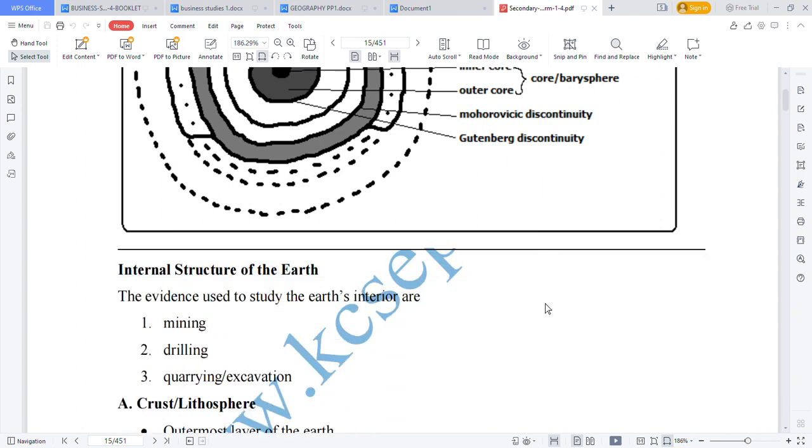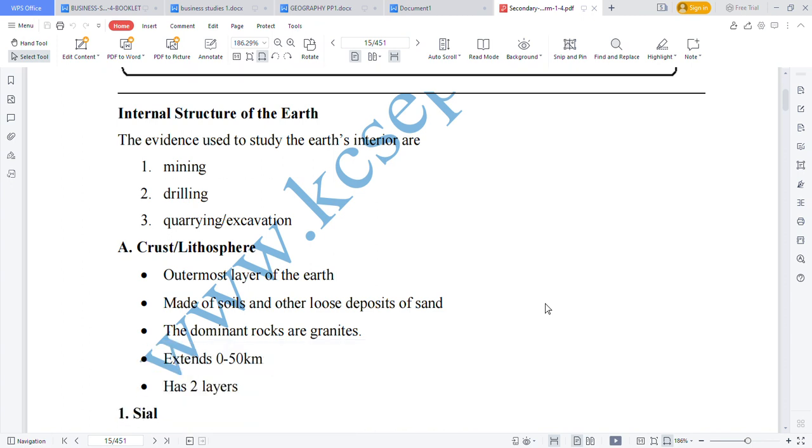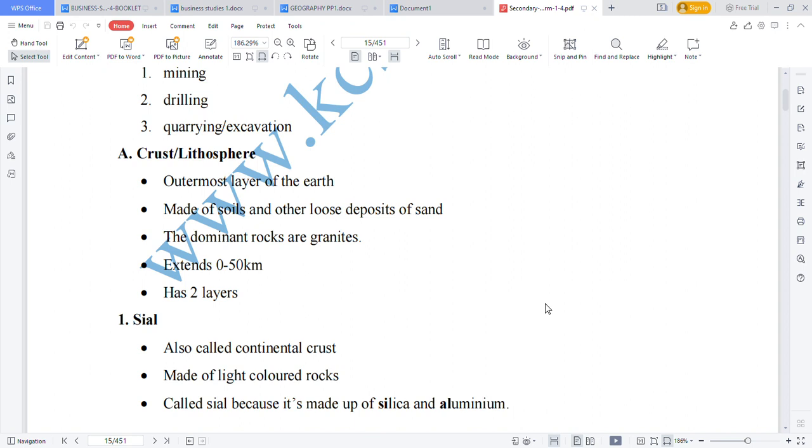So let's start from the internal structure of the earth. The evidence used to study the earth's interior are mining, drilling, excavation or quarrying. Let's start with crust or lithosphere. Crust is the outermost layer of the earth. It is made up of soils and other loose deposits of sand. The dominant rocks are granites. It extends from 0 to 50 kilometers.